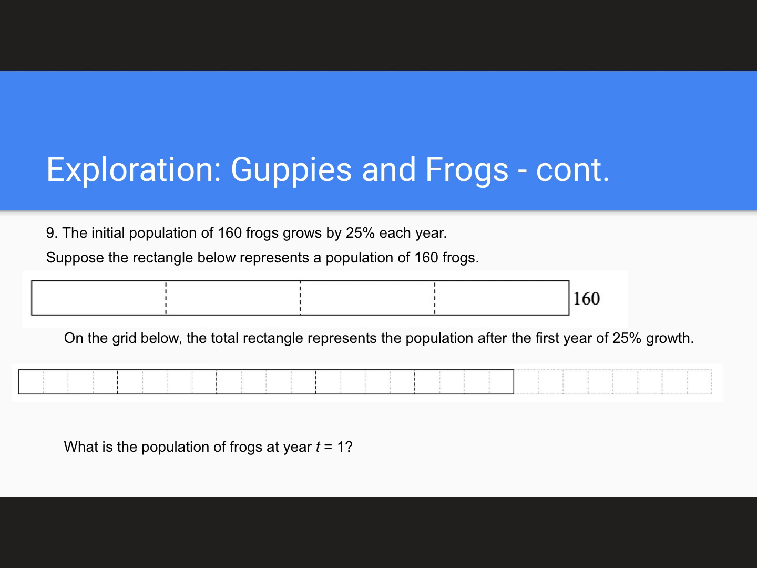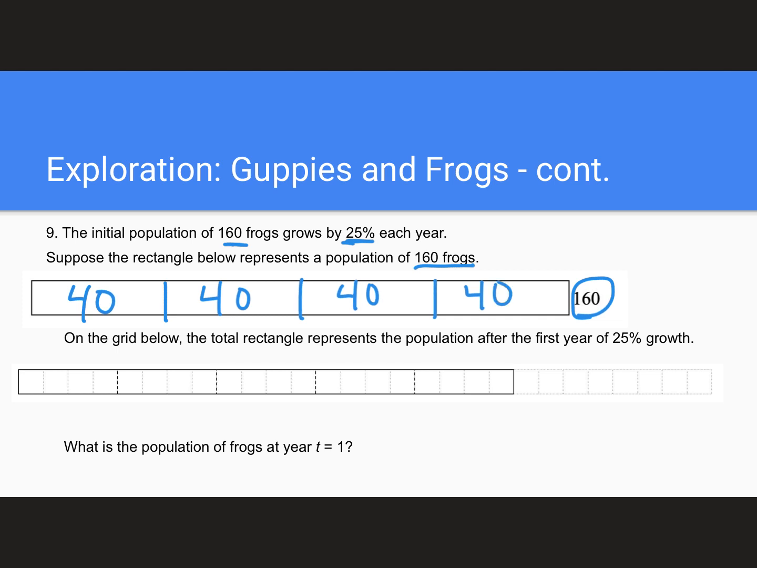Okay, so now, the initial population of 160 frogs grows by 25% each year. Suppose the rectangle below represents a population of 160 frogs. So if this is 160 frogs, how much is in each of these? We see each of these is 1/4. So I know each of these is 40. Each of these is 40 frogs.